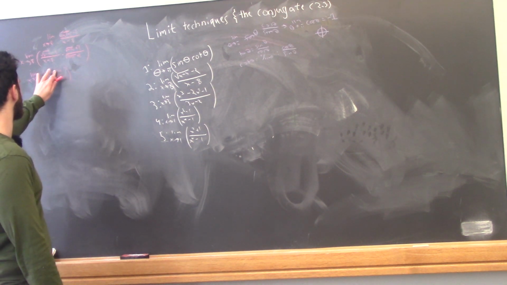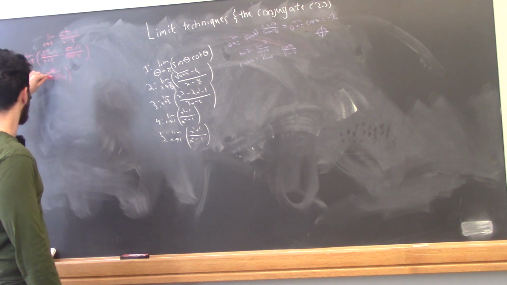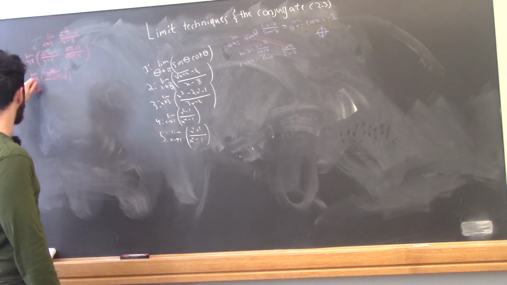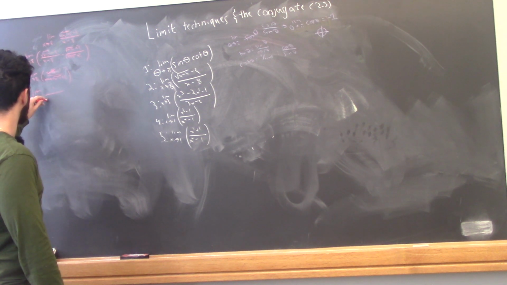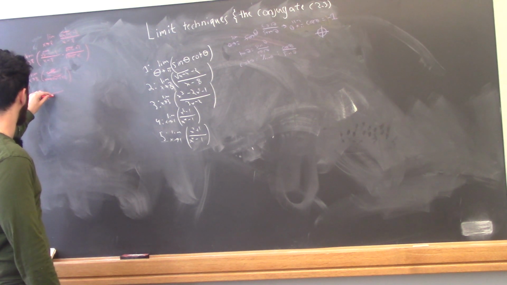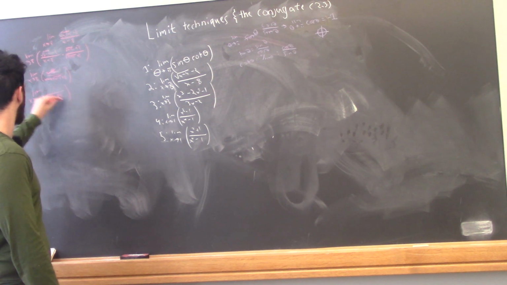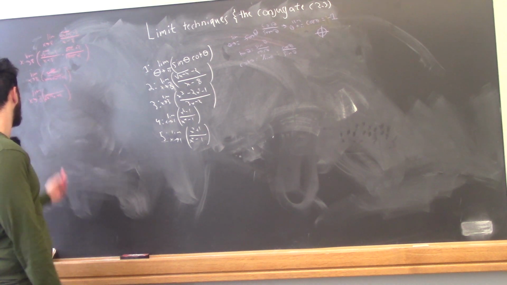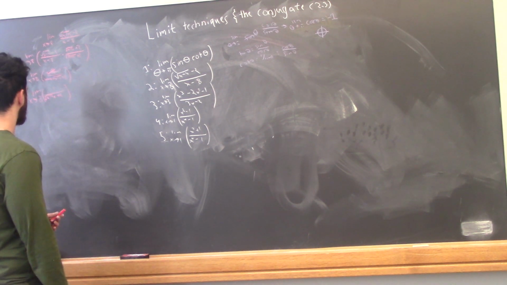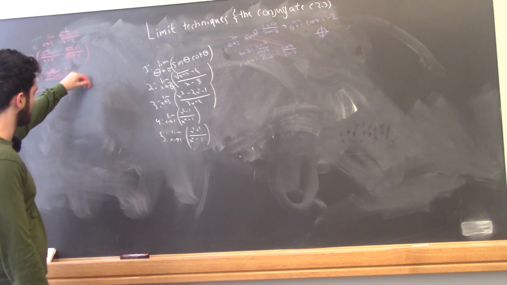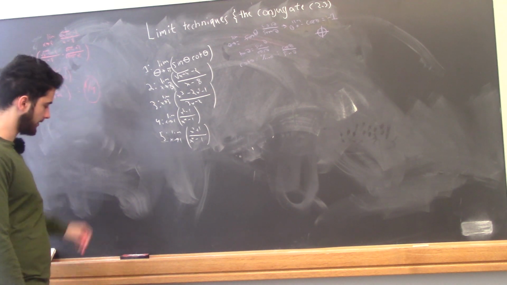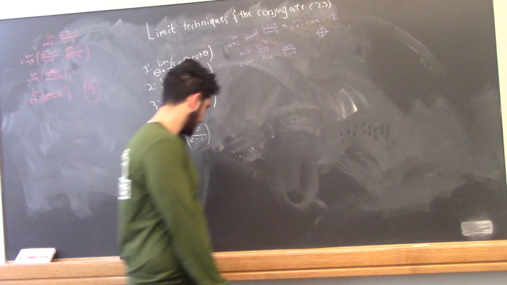Well, the top becomes x minus 8, so that can cancel out with the bottom. So we'll have the limit as x goes to 8 of 1 over square root of x minus 4 plus 2. Well, square root of 8 minus 4 is square root of 4, which is 2, plus 2. This equals 1/4. Lovely.